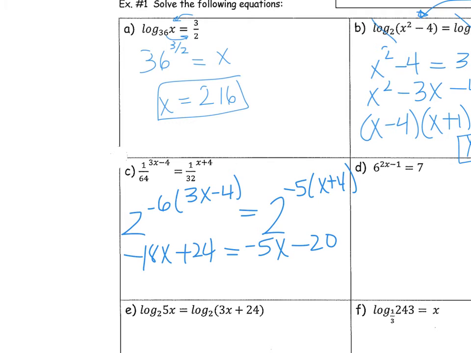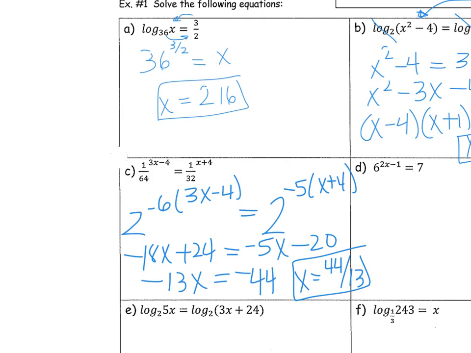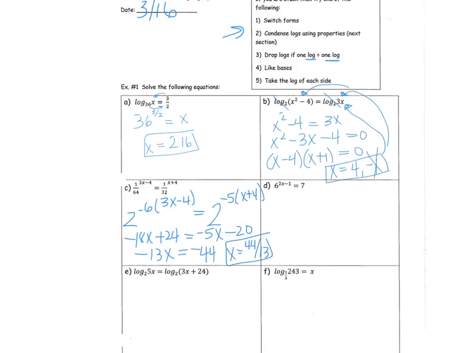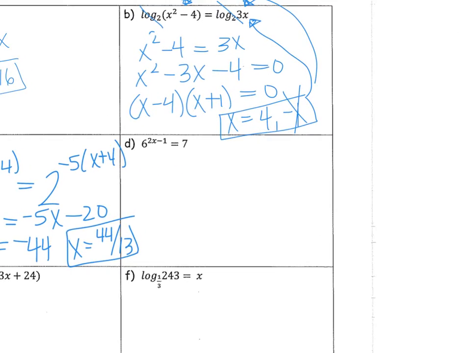Get my x's on the same side, I get negative 13x. Put my constants on the other side, I get negative 44. X is 44 over 13. Not a nice answer, but it will do. Okay, letter D is one we're going to save for next time.